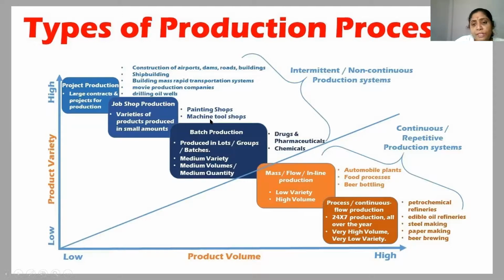Under the intermittent production system, we have project production flow. For that, construction of airports, dams, roads, buildings, shipbuilding, building mass rapid transportation systems, movie production companies, drilling oil wells are examples. Job production flow: painting shops, machine tool shops are quite good examples. Under batch production: drugs and pharmaceuticals, a kind of chemicals.